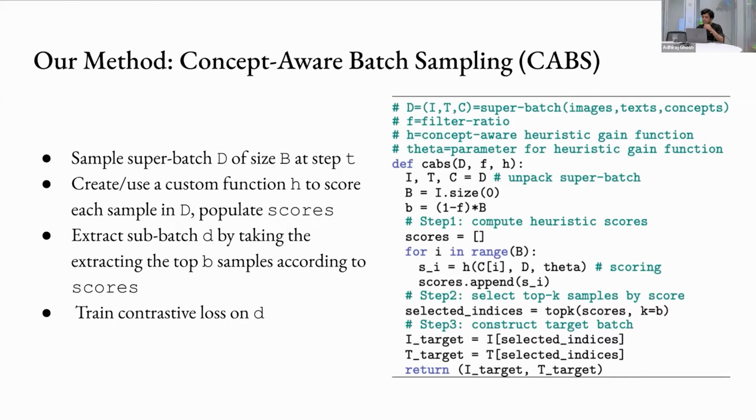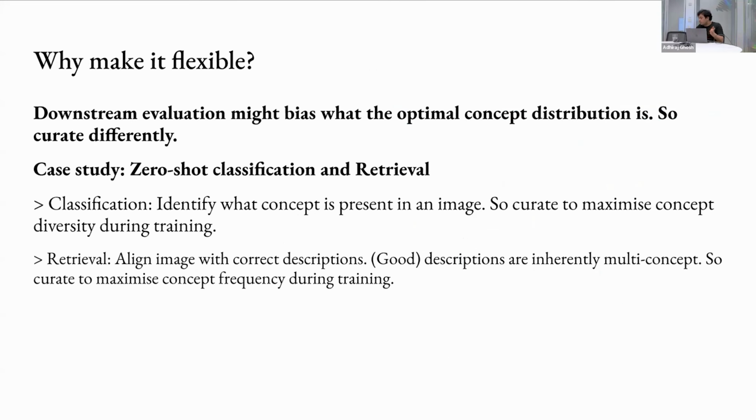So we've designed CABS to be super flexible. We instantiate two algorithms in our work, which I'll talk about later. But in general, for people who want to use our DataConcept dataset and do batch sampling, we've made it extremely flexible to use, and we've publicly released our code, so it might be interesting for people to actually use it. Why should we make it flexible?